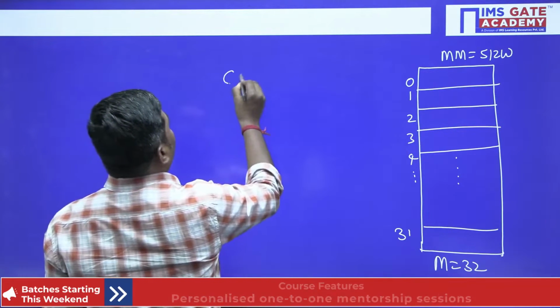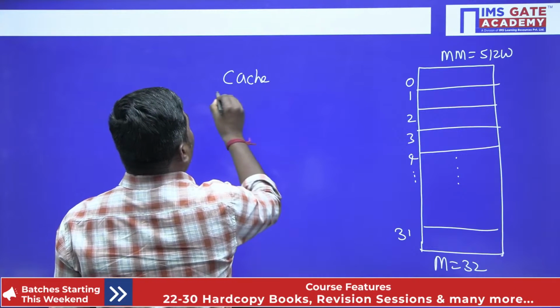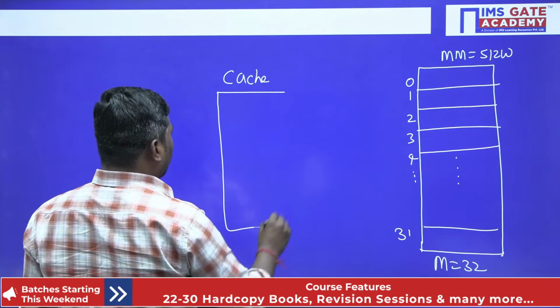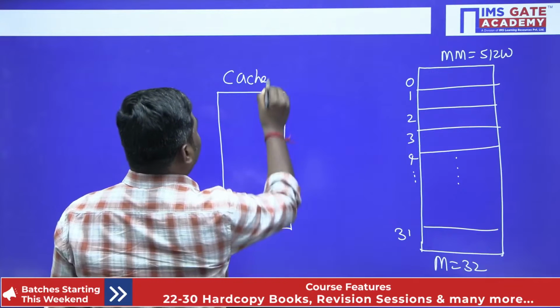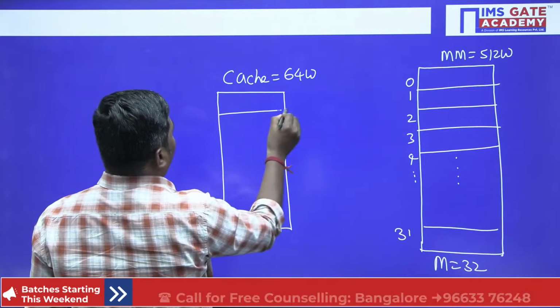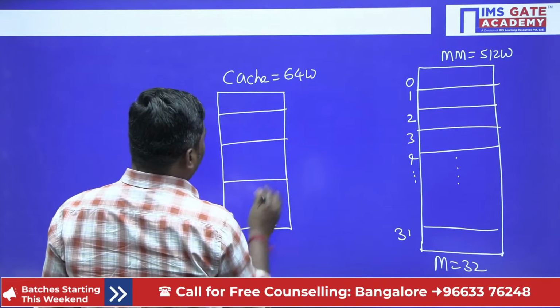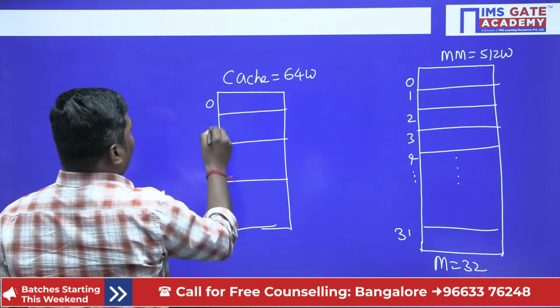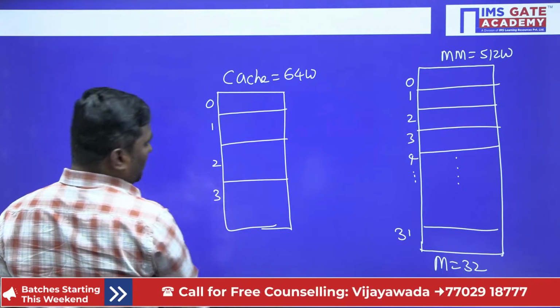The cache memory, what is the cache size here? The cache size is 64 words only, I said, right? 64 words. Block number 0, block number 1, block number 2, block number 3.